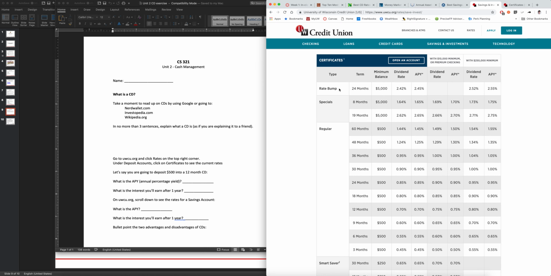Let's go back up to the top and look at all these various CDs that they offer. Here's that rate bump one we talked about before. It's a 24-month term, so 2 years. Have to have $5,000 to open it. Current annual percentage yield is 2.45%, but if you have $250,000 to deposit, you get a little bit of a bump. Hooray. But that's not what the bump refers to. What the bump refers to, remember, is that if rates go up during your holding period and you want to adjust it, you get one per period.